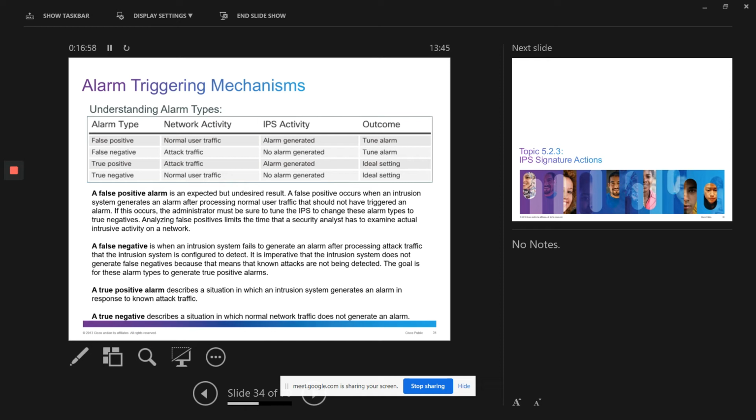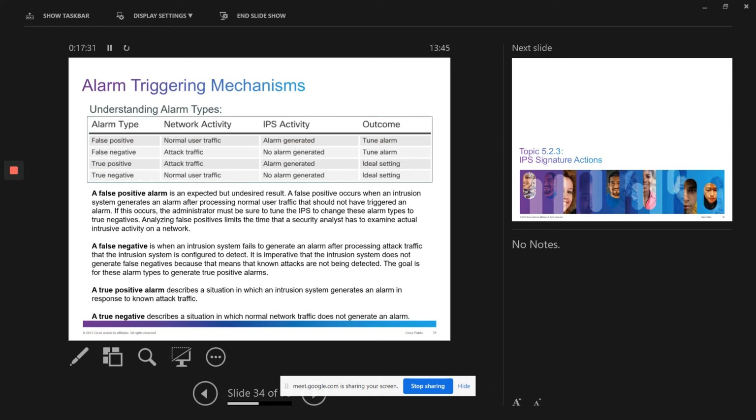I was talking about the triggering mechanism. We have a number of them: a false positive alarm, a false negative alarm, a true positive alarm, and a true negative alarm. A true negative alarm describes a situation in which normal traffic does not generate an alarm. A true positive alarm is a situation in which an intrusion system generates an alarm in response to known attack traffic.